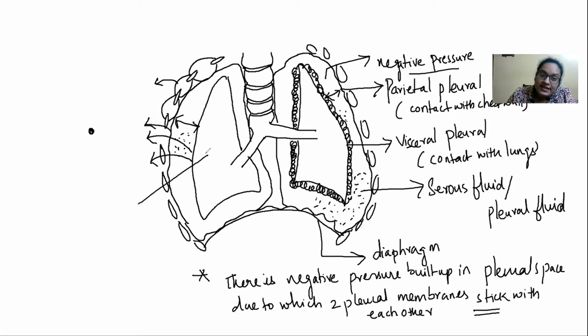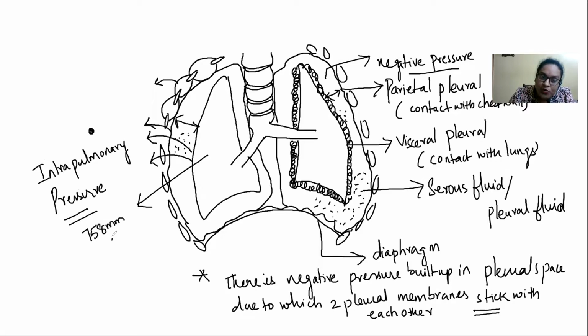And the pressure inside the lungs is being called the intrapulmonary pressure. You know that during the inhalation process, what is the intrapulmonary pressure? It is 758 mm of mercury. This you need to understand. Just a change in the pressure has brought about inhalation and exhalation.